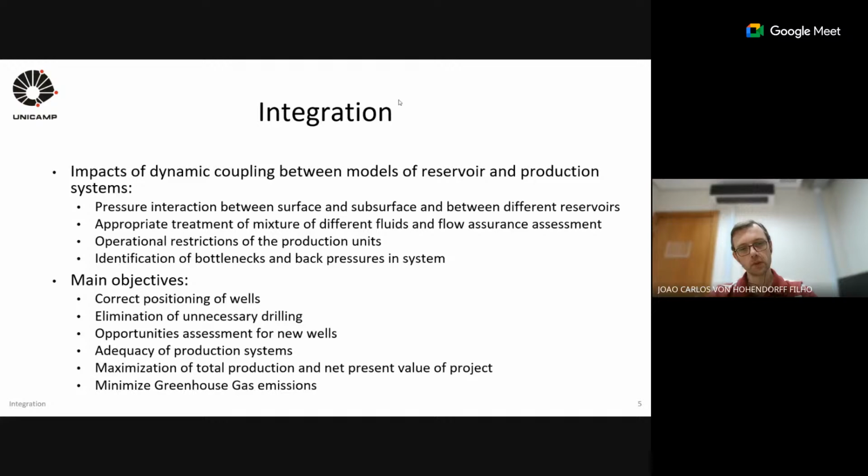And now we are including an important point: minimizing greenhouse gas emissions, as we already talked about. For example, how to define the emissions of my surface facilities. So we need to include the sizing of the reservoir, the pumps, tubings, and so on. Okay, that's the idea.